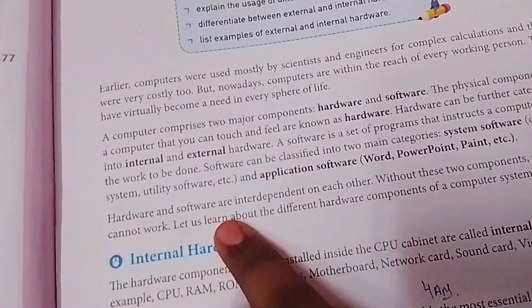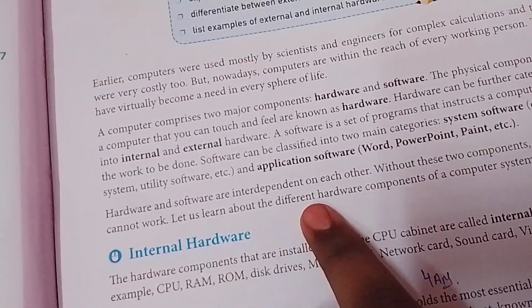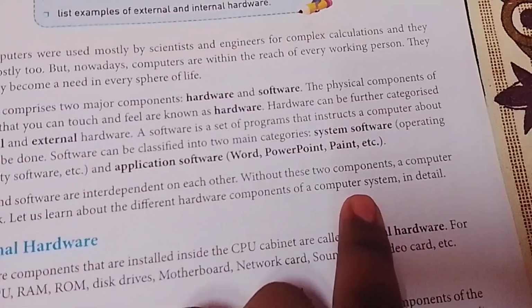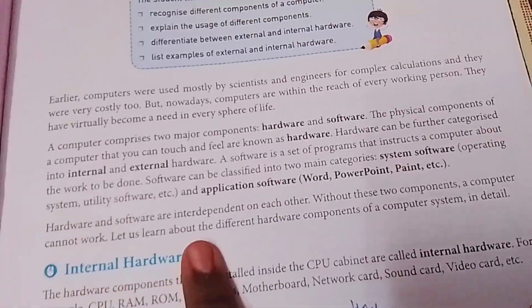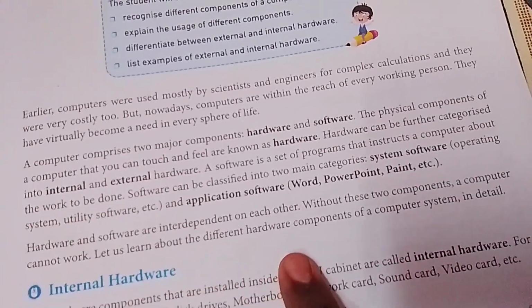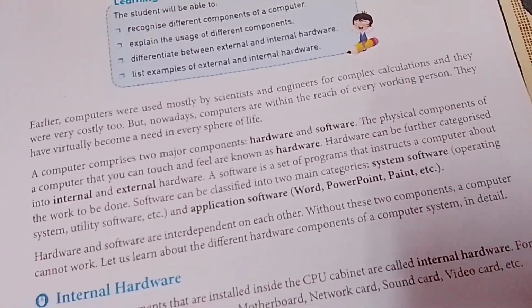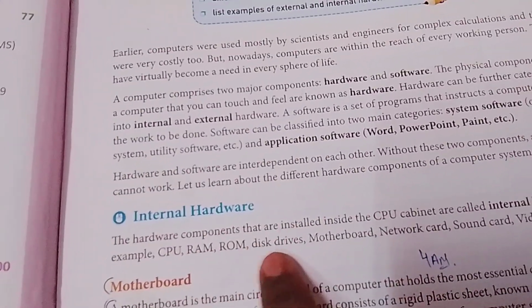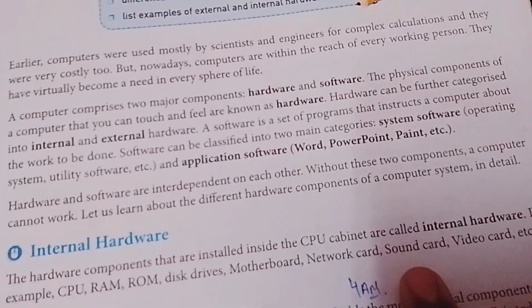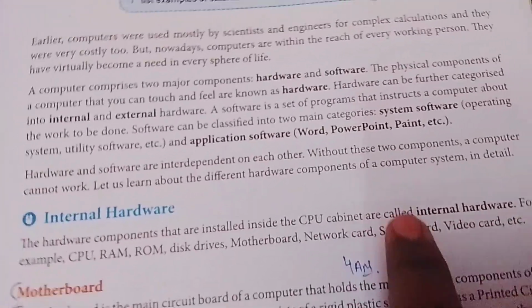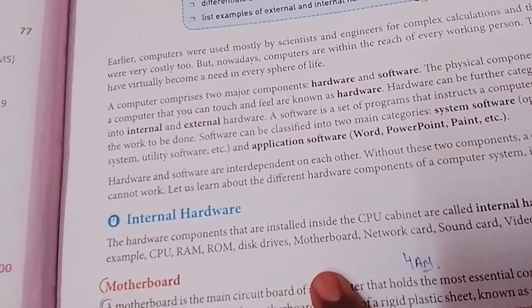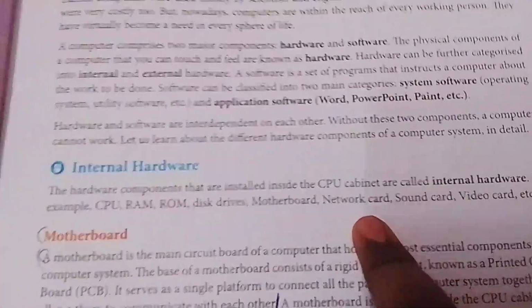Hardware and software are interdependent on each other. Without these two components, a computer cannot work. Let us learn about the different hardware components of a computer system in detail. Internal hardware. The hardware components that are installed inside the CPU cabinet are called internal hardware. For example, CPU, RAM, ROM, disk drives, motherboard, network card, sound card, video card, etc.